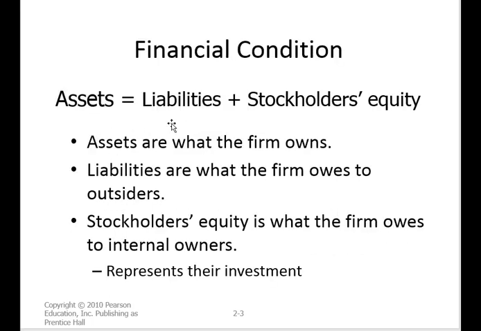We have what's referred to as the accounting equation. It's assets equals liabilities plus stockholder equity. These are the assets the company owns. The liabilities are what the company owes to its creditors, to its outsiders. Stockholders' equity is what the firm owes to its internal owners. This represents the shareholders' net investment in the company. So again, as we go through this, we'll talk about some of these components, some of these pieces.